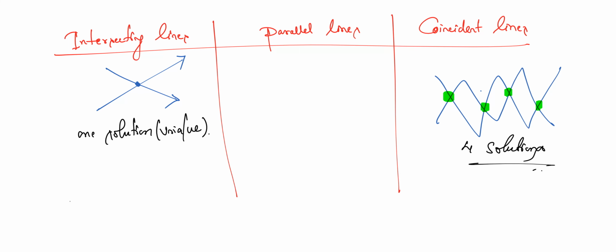Any doubts? Now parallel lines. Suppose this is my one line, it is moving in this direction, and one more line, maybe it is moving in the same direction or opposite direction, that is secondary. But how they are moving? Parallel to each other. Are both of these cutting with each other?